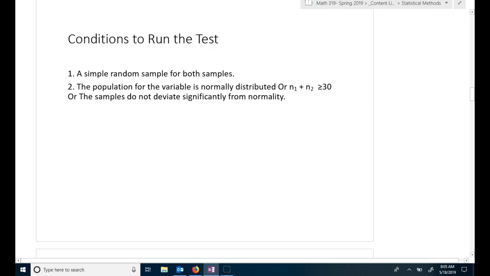Now, it turns out that if the population for the variable, in this case number of falls, is normally distributed, then we can even do this with small samples. Although the smaller the sample, as we've talked about quite a lot in class, the less likely it is that you're going to get a result. So we don't want tiny samples. Or if we add up N1 and N2, and remember, N is the sample size.